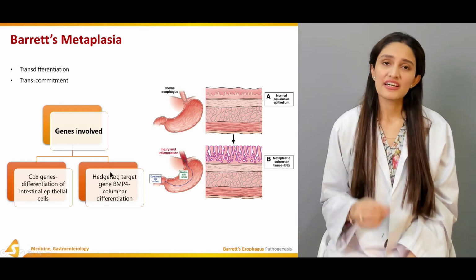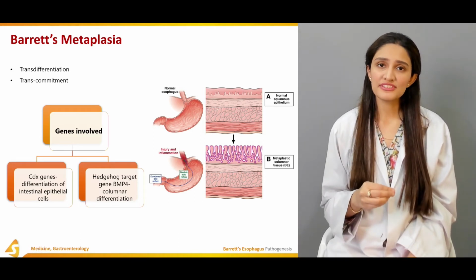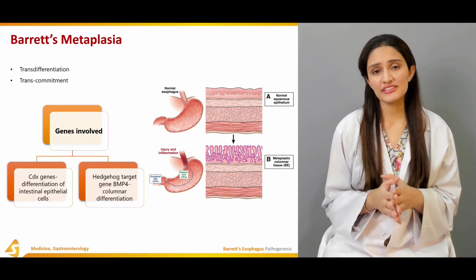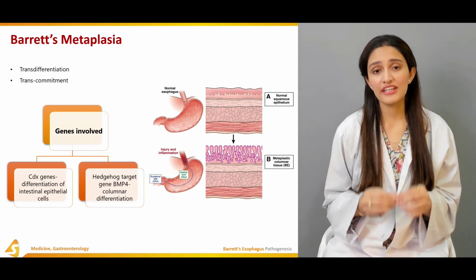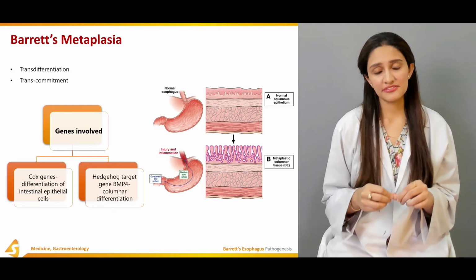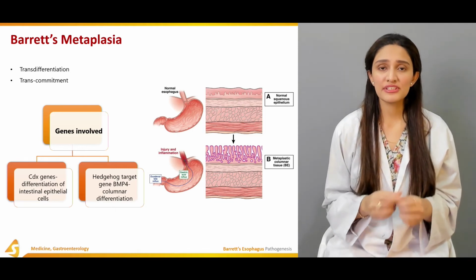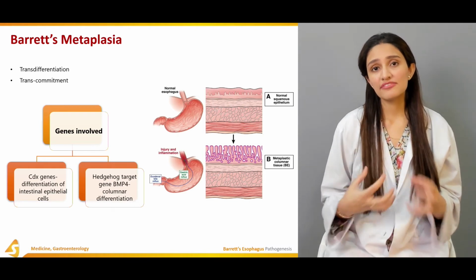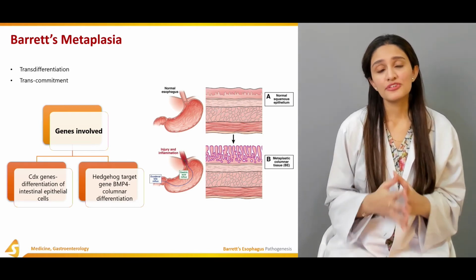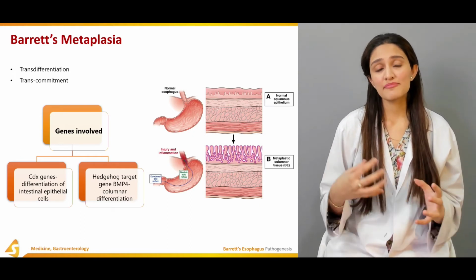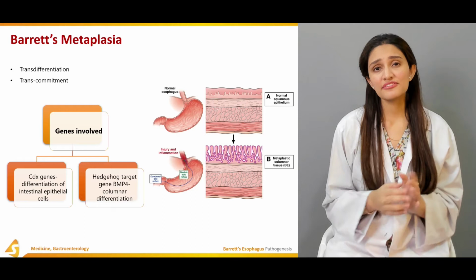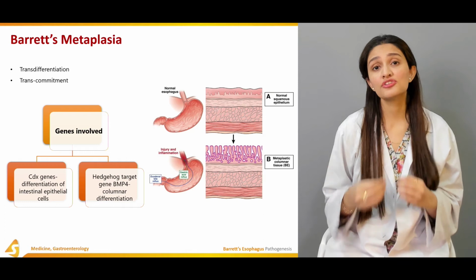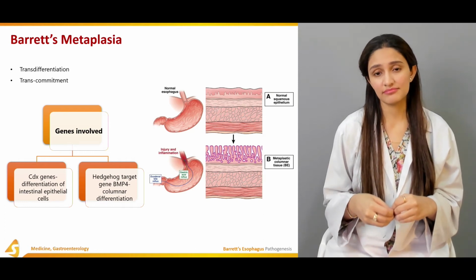Barrett's metaplasia. It has been proposed that Barrett's metaplasia is due to two processes, called transdifferentiation and transcommitment. Now, what is transdifferentiation? Transdifferentiation occurs when the squamous cell is changed into a columnar cell due to the reflux-induced alterations. And transcommitment occurs when the esophageal stem cells are differentiated straight into columnar epithelium instead of being differentiated into the normal squamous epithelium of the esophagus.